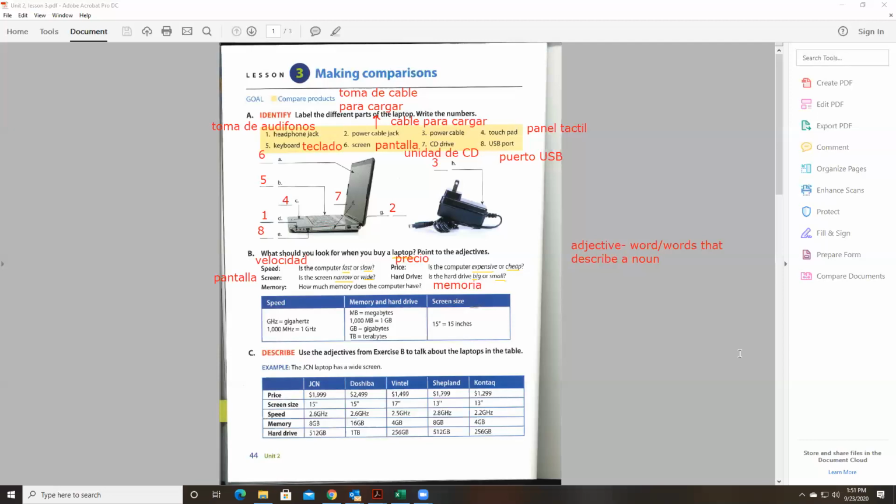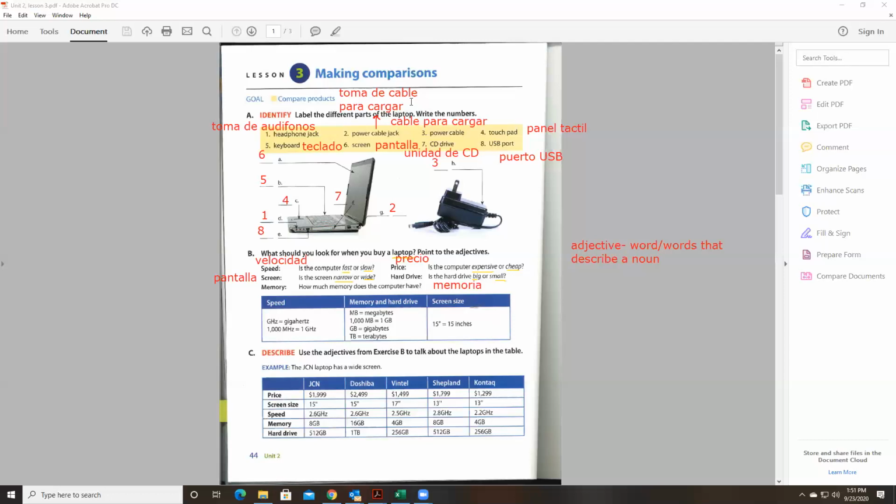Okay, so you have all of these different types of laptops. You have JCN, Toshiba, Intel, Shepland, and Comtech. Okay. So for JCN, you have your price, which is $1,999. Okay, you have your screen size, your speed, memory, and your hard drive.